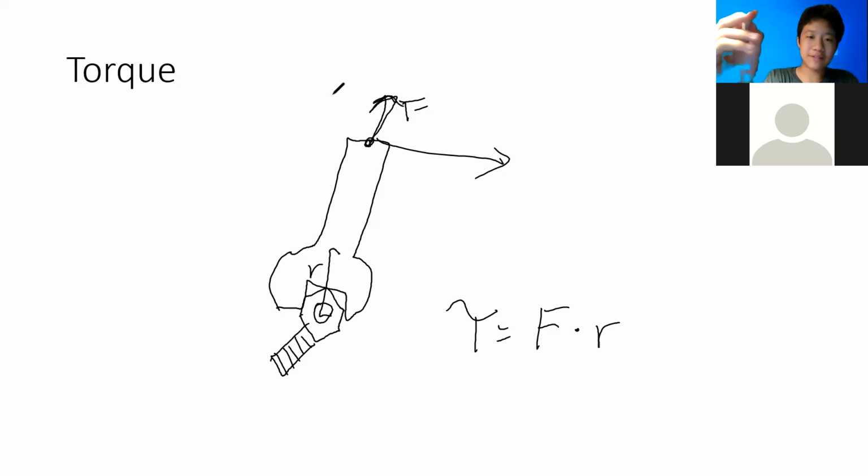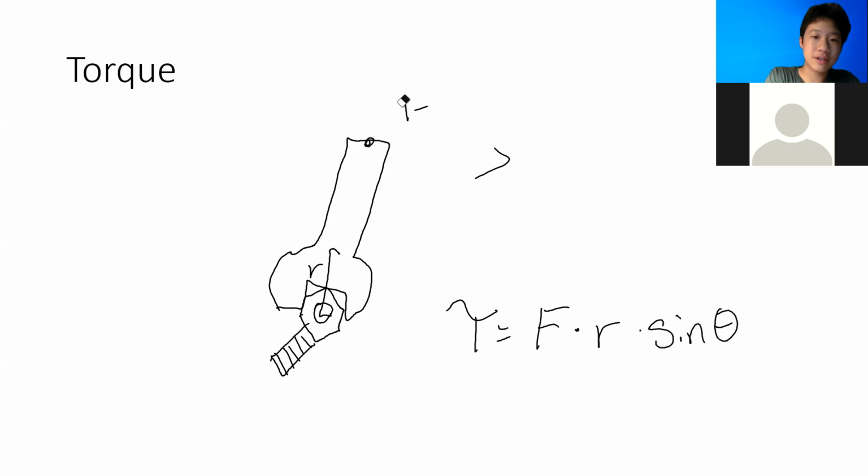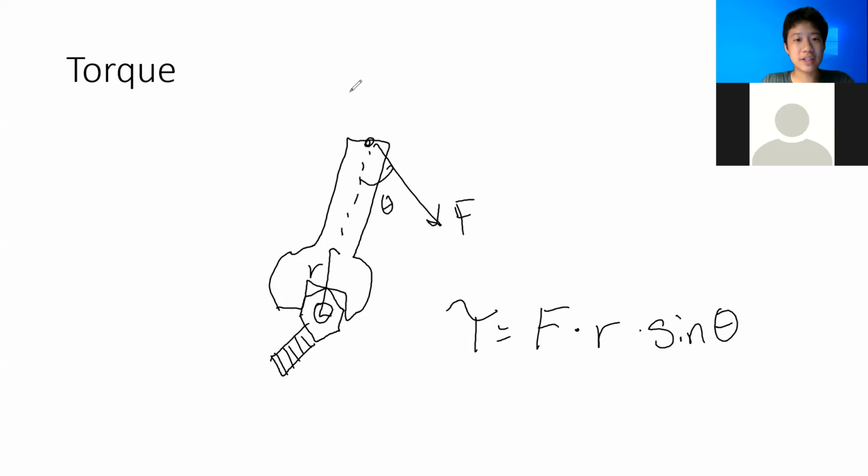So the formula is, we have to consider sine of theta. And theta is the angle between the plane of the wrench and your force vector. So let's say our force vector is this way. Theta will be the angle here. So we have to consider the sine of theta in our equation.